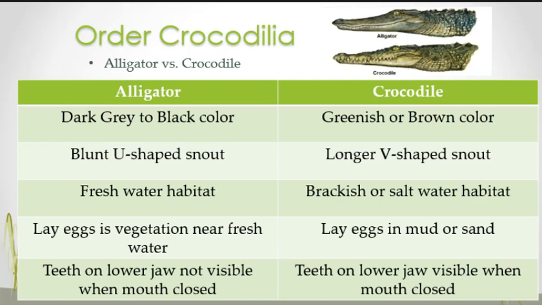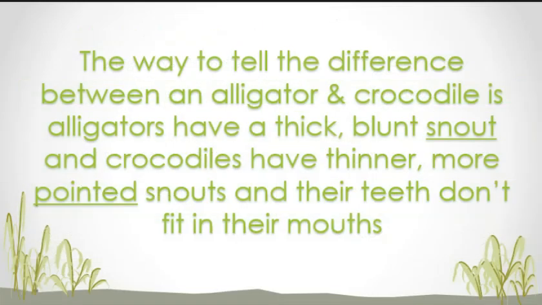The teeth on the lower jaw are not visible when the mouth is closed on the alligator. So if you see a critter with its lower jaw teeth visible when closed, that's a crocodile. Alligators are in America, crocodiles are the famous ones from Australia, the Crocodile Hunter, that guy. The way to tell the difference is alligators have a thick, blunt snout, and crocodiles have thinner, more pointed snouts, and their teeth don't fit in their mouths. Are those blanks to fill in? Yeah, fill in.